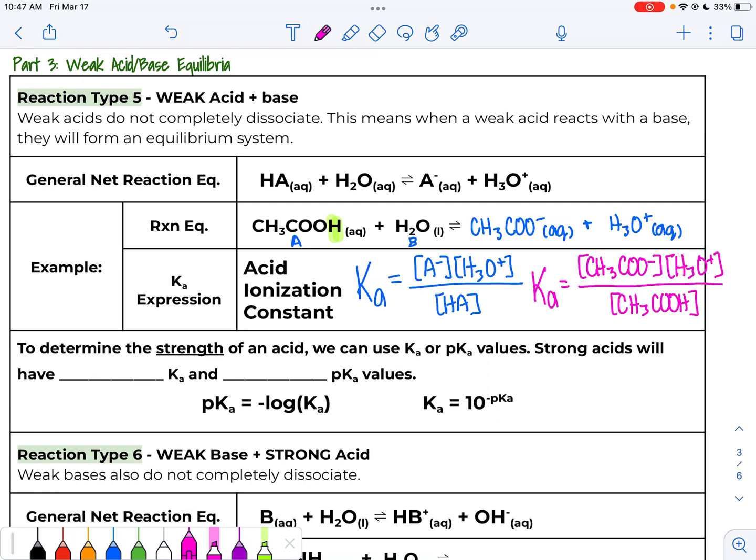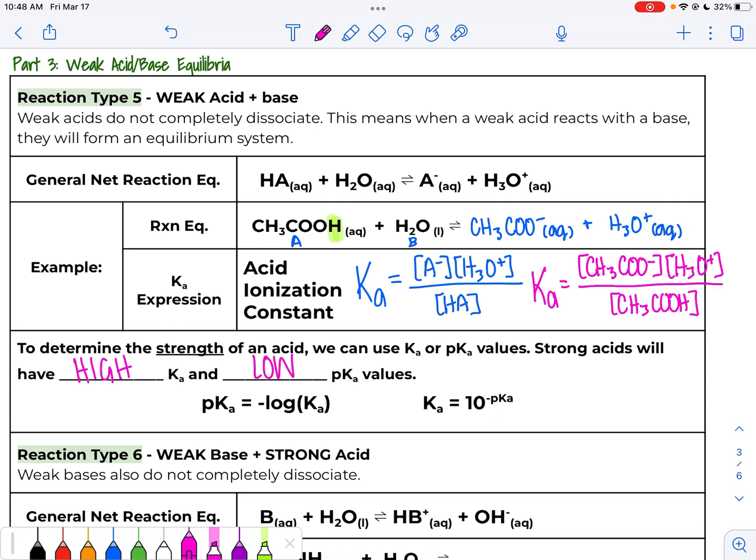Okay, so to determine the strength of our acid, we can use our Ka value or we can use our pKa values. So for those of you who don't remember pKa, go back to the 101 notes, go back to the old pH video that I've posted to find out where that pKa number comes from. But what you need to know is that it's basically like a pH thing. So strong acids will have high Ka values and low pKa values. So the pKa formula is just like the pH formula. To find pKa, you take the negative log of Ka, and to find Ka, you raise 10 to the power of negative pKa.